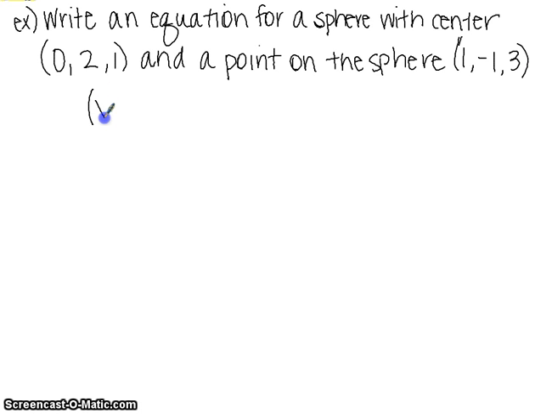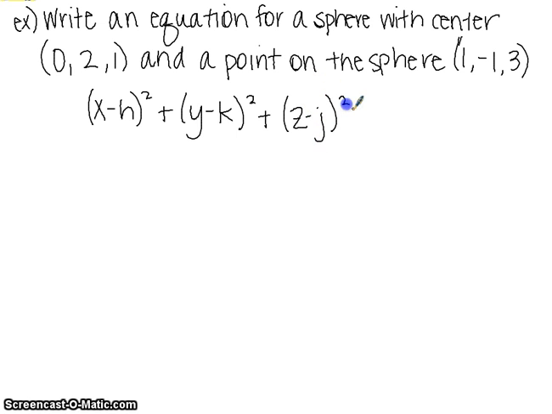All right, so I'm just going to rewrite the formula from the previous page. You already have this written down. Okay, so what we do know is the center. This is h, this is k, this is j. We also have a random point on the sphere. Well, that's going to be represented as just an x, a y, and a z. So let's plug in what we know, and we should be able to solve for r.